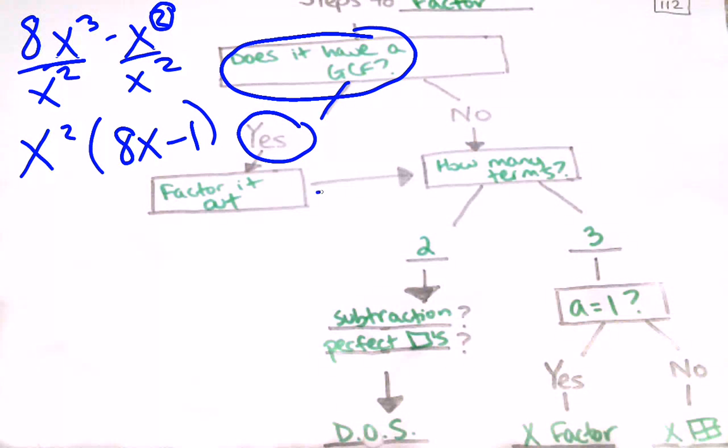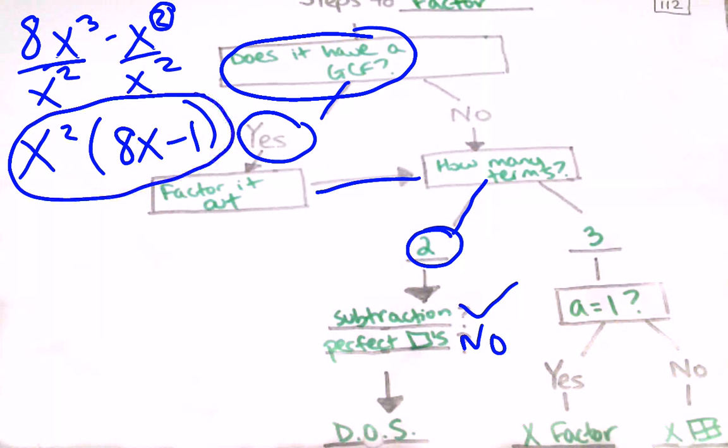1. So then I say, how many terms do I have? 2. Do I have subtraction? Yes. Do I have perfect squares? No. 8 is not a perfect square, so I would be done, and all I've had to do in this problem is take out a GCF.